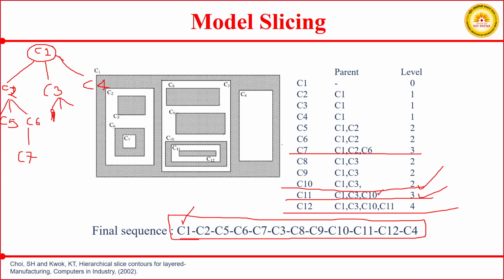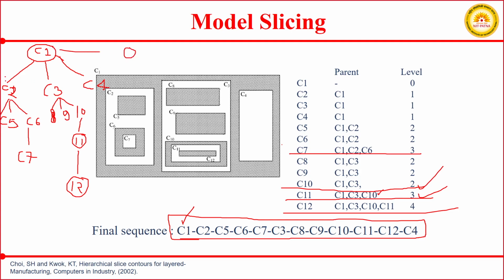8, 9. I'm not writing C directly, I'm writing number. Okay, then 10. And 9 is not having any son, 8 is not having any son, but 10 is having son. What is the name? 11, right? Then we have son. Son of 11 is 12. Okay, C12. Then C4 is again not having any son. Okay, so this is level 0.